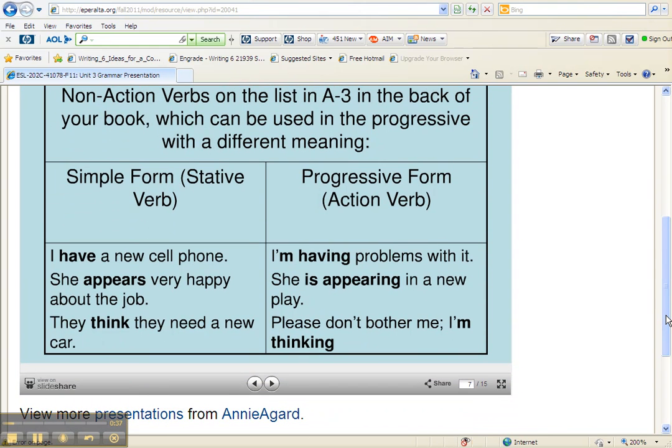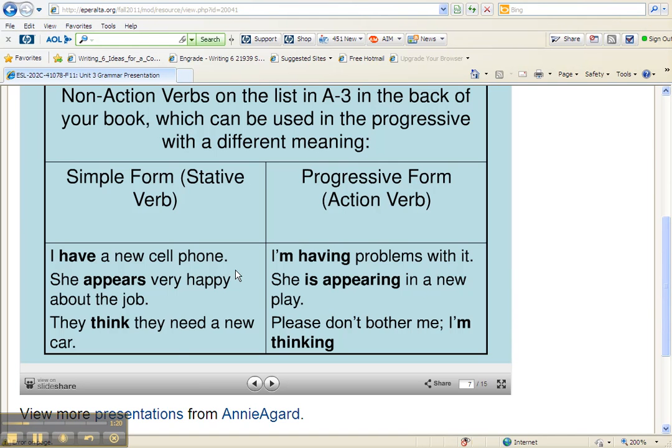When I say I have a new cell phone, I'm using that as a stative verb that means I possess something. But when I say I'm having problems with it, that is an action verb that means I'm experiencing something. When I say she appears very happy about the job, or I could also say she seems very happy about the job, that's a stative verb and it cannot be progressive. When I say she is appearing in a new play, it's a different kind of appear.